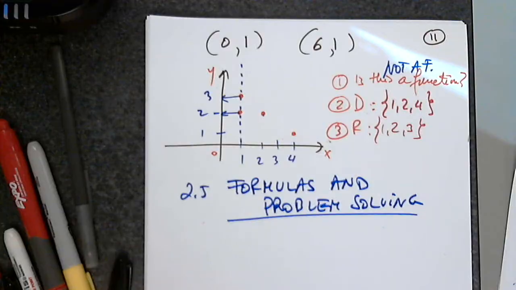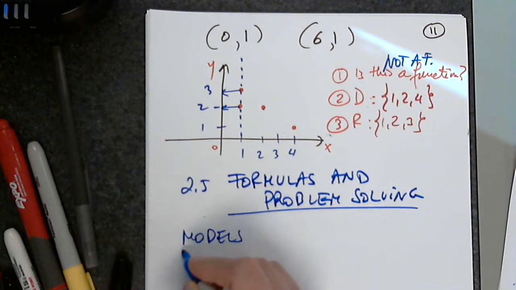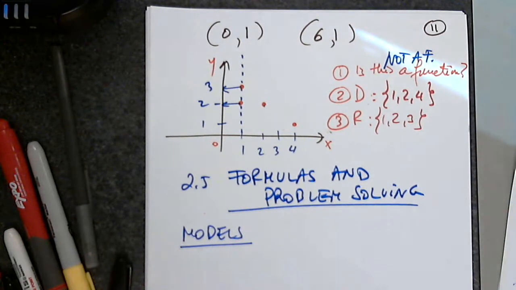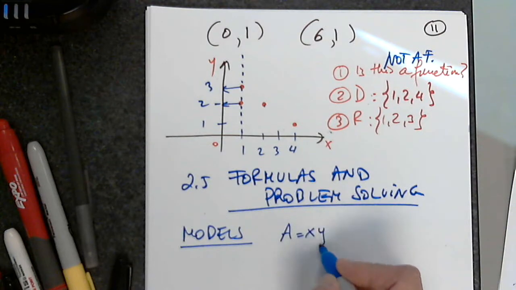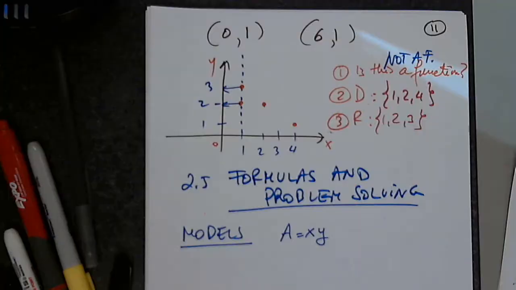First thing that I would like to present to you are some models. Not beauty, but models from physics and chemistry and geometry and so on and so forth. For example, here's one. Anyone remembers A equals X times Y? It's the area of a rectangle. How many variables we see here? How many unknowns we see here?